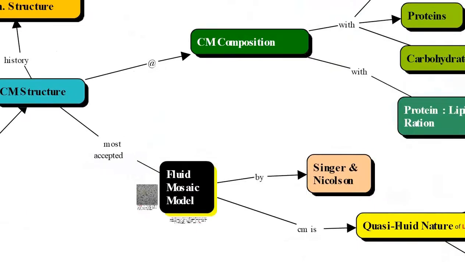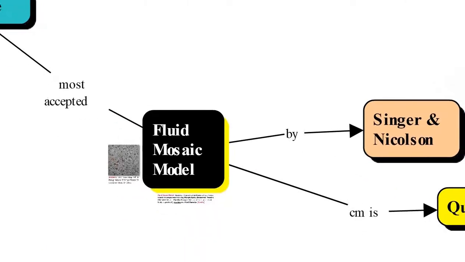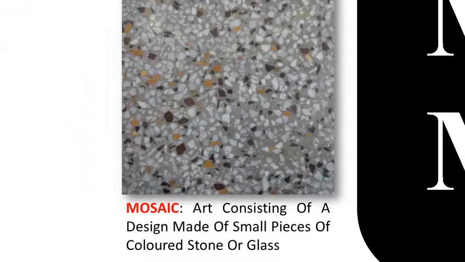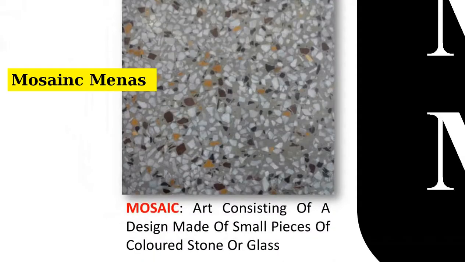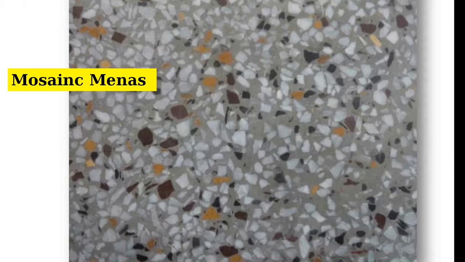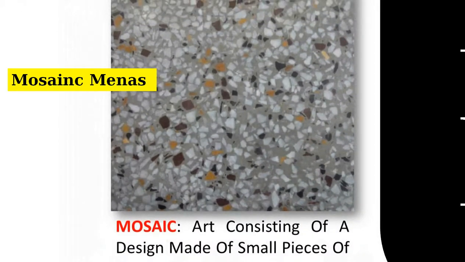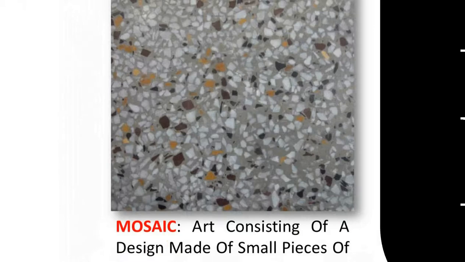Structural model proposed by the scientist. And the most accepted model is the fluid mosaic model. Mosaic is art consisting of a design made with small pieces of colored stone or glass. Usually, in our houses, we also observe mosaic flooring. In this mosaic flooring, we can see different colored stones. In the same way, there are different components present in the plasma membrane.